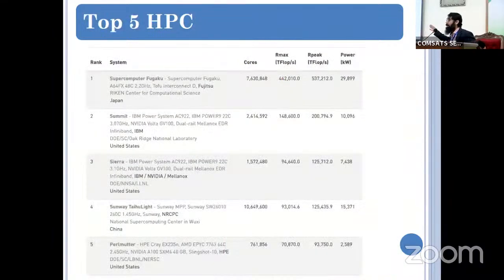This is the list of the top 5 computers, just to mention what kind of architecture people are using. The top computer right now is installed in Japan, and it is built by Fujitsu. The second one is in the United States, developed by IBM. The third one is also in the United States, developed by IBM. The fourth one is in China, by Sunway. And the fifth one is in the United States, developed by HPE. So today I will briefly talk about the data published by HPE.